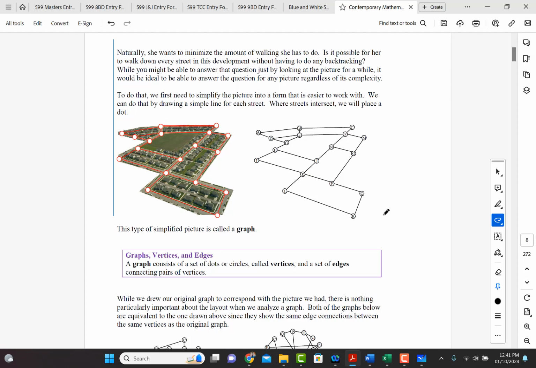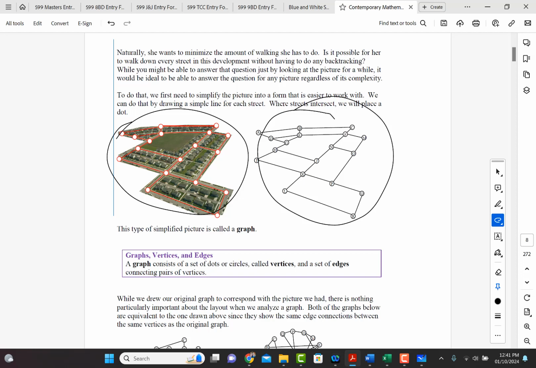You can see here on the left is a graph of sorts, and then we can also look at just this diagram, this graph here. This type of simplified picture is what we're going to call a graph. Now the definition of a graph: vertices and edges.